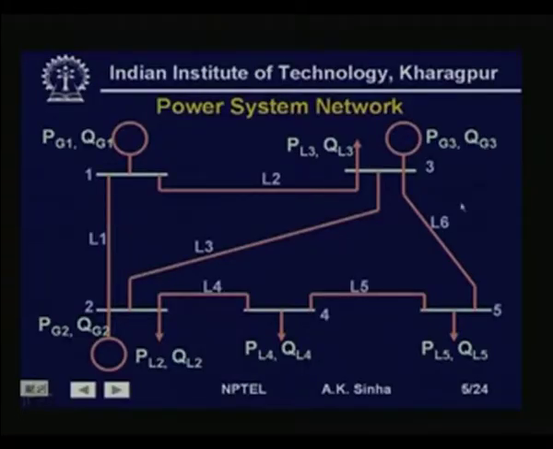Otherwise, the line will get overloaded, and that may lead to other problems, like the protection system sensing overload and tripping the line. So, the idea of power flow analysis is, given these loads and generation, to find out the voltages at various bus bars and the power flows in various lines, so that we can assess the operating condition of the system and see that none of the variables are beyond their operating range.